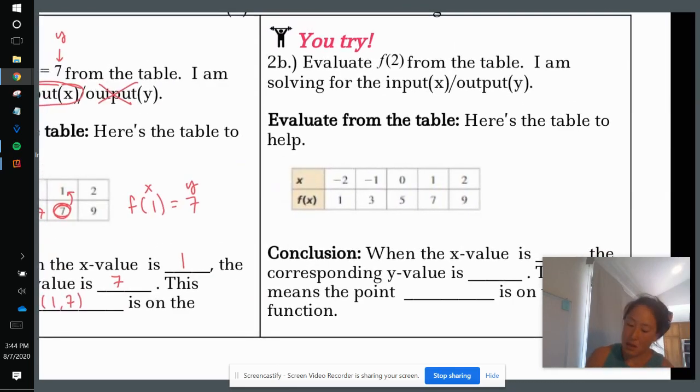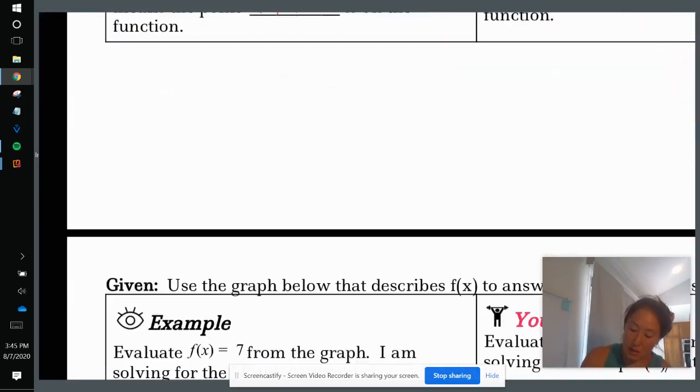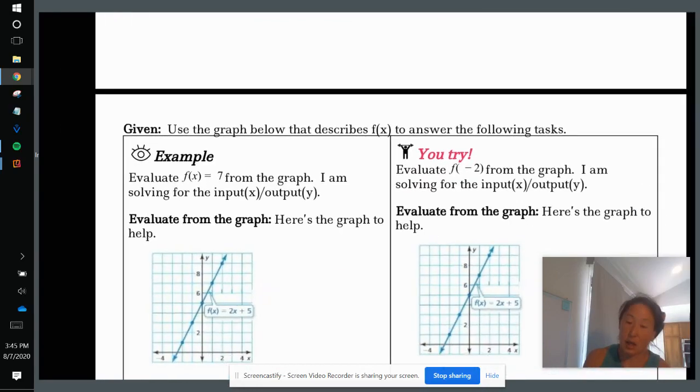The next one, we're looking at the input of 2 as x. Okay, so I know the input. I want to find the coordinating y value. So I'm going to write on the side, f of 2 is equal to, and we're going to fill that in. So I look at the table. When x, our input, is 2, our output is 9. Okay, x and y. So we have 2. When x is 2, the corresponding y value is 9, and this means that the point (2, 9) is on the function.